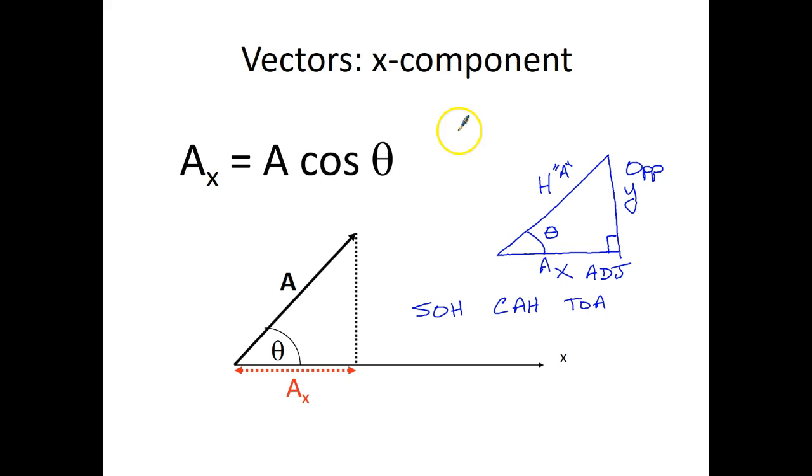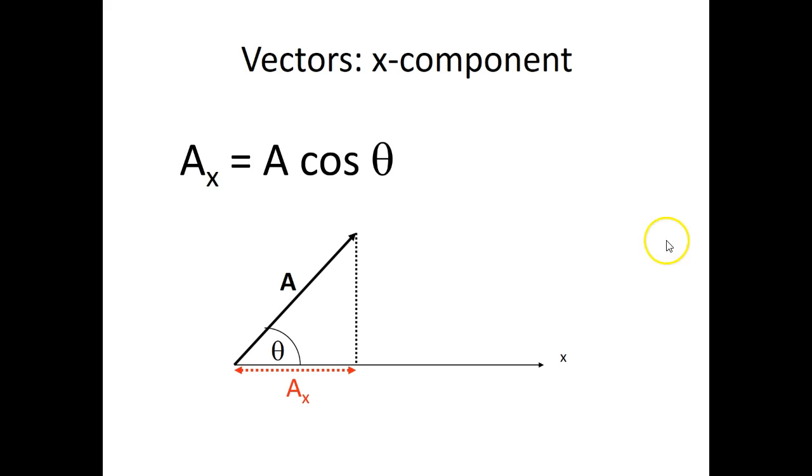we know that the cosine of any angle here for this triangle is equal to the adjacent side, which is our A to the x, all over my hypotenuse. And our hypotenuse is really A. So now I can solve for A to the x, and that would just be A to the x is equal to A, which is the hypotenuse, times the cosine of the angle. So that's where that comes from.